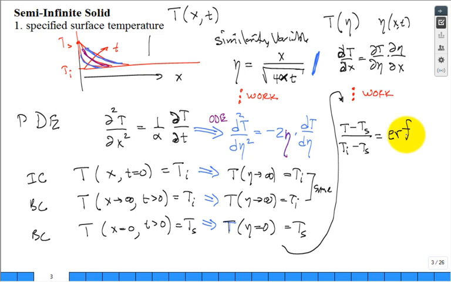ERF, what's that? Error. Hey, professor, you have an error here. Yeah, no, it's the error function, and the error function is a function of my similarity variable eta. That's the solution. Professor, I'd like to see you work that out step by step. No. Sorry, don't have time. It could probably be worked out pretty slick with Laplace transforms, but there you go.